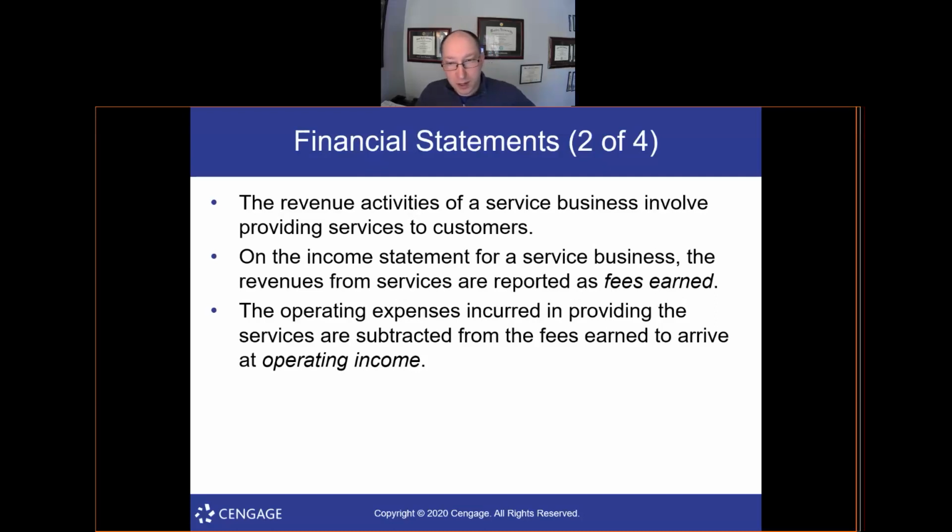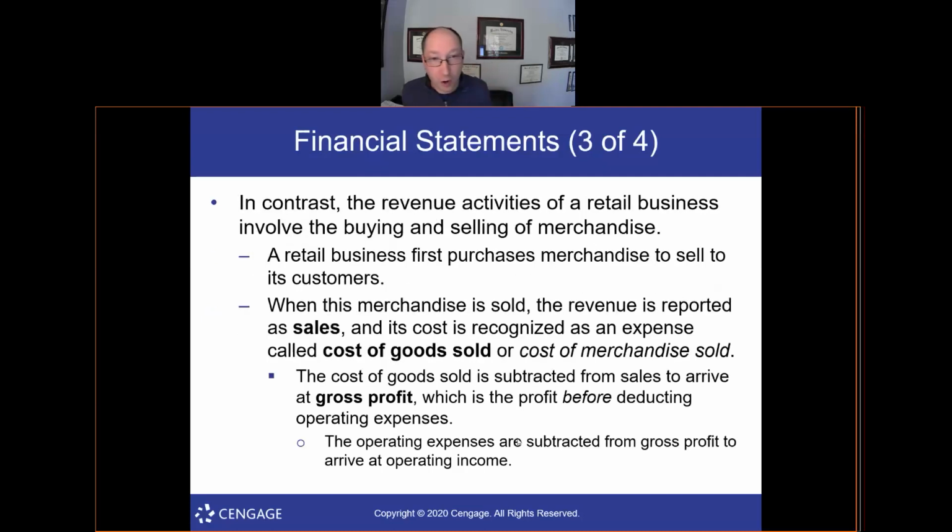And then you subtract out your expenses to get to operating income. That's for a service business. But for a retailer, which is what we're talking about today, your revenue is called sales. The cost of goods sold is also known as the cost of merchandise sold. So sales minus your cost of goods sold equals gross profit. Gross profit is what you get to before your operating expenses.